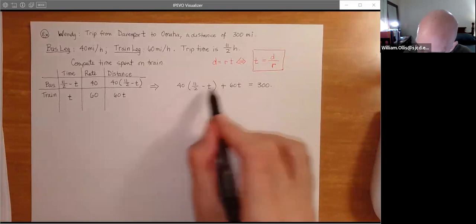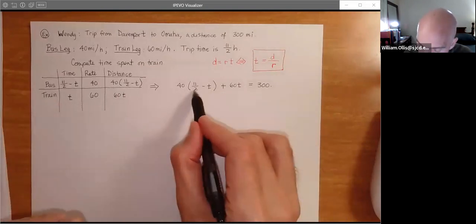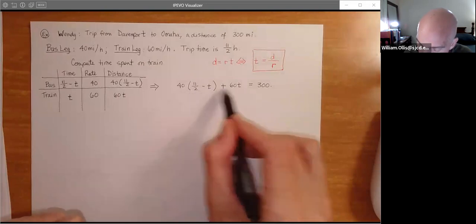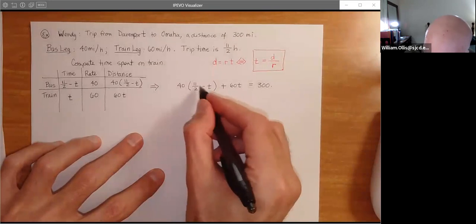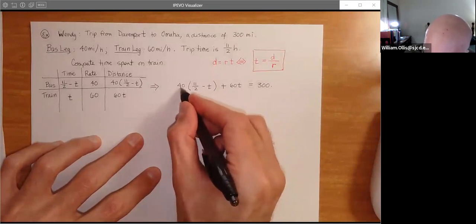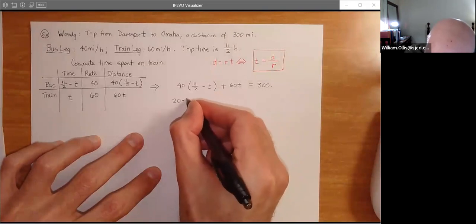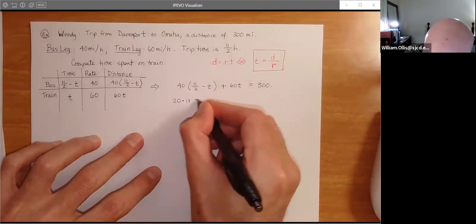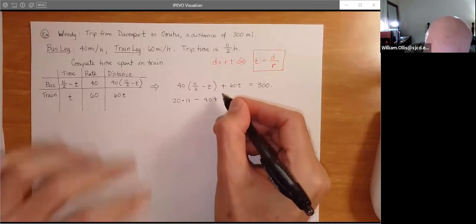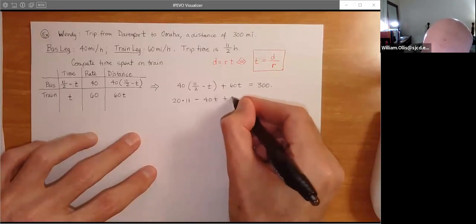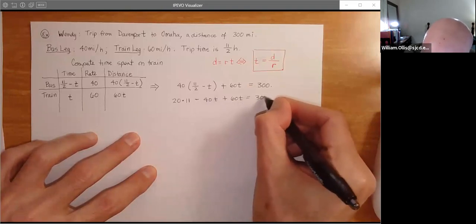So now when we look at this and we're thinking, well, we don't really have hard fractions here. Again, this too will absorb into the 40, so we won't even have any fractions. So let's go ahead and multiply this out. In this case, we have 2 into 40, which will give us 20. So this is 20 times 11 minus 40t plus 60t equals 300.